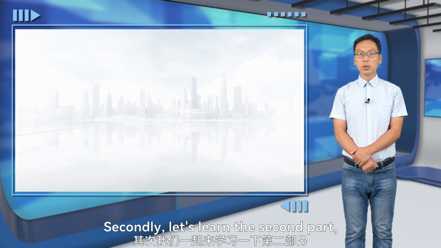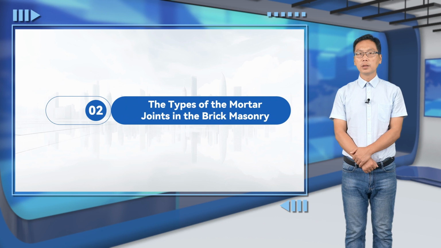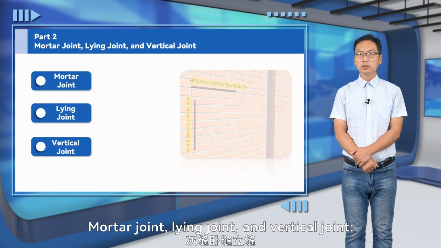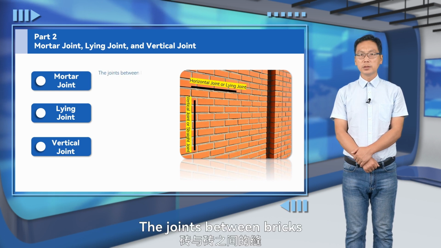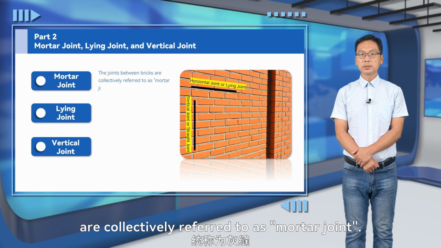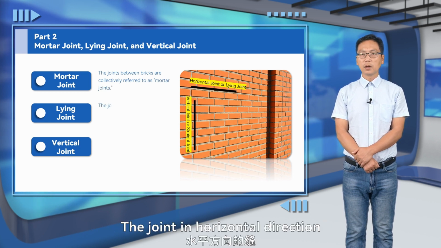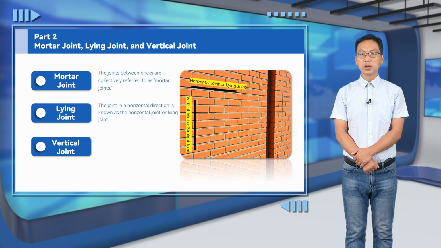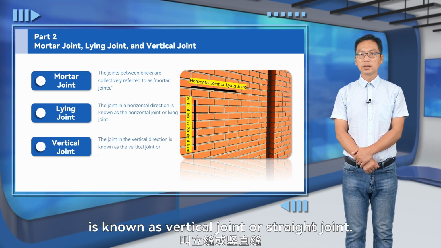Secondly, let's learn the second part, the types of the mortar joints in the brick masonry. Mortar joint, lying joint, and vertical joint. The joints between bricks are collectively referred to as mortar joint. The joint in horizontal direction is known as horizontal joint or lying joint. The joint in vertical direction is known as vertical joint or straight joint.